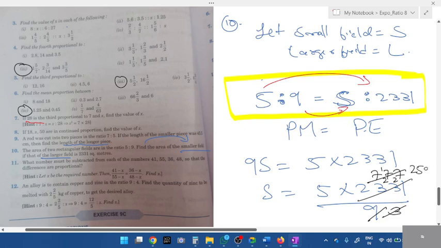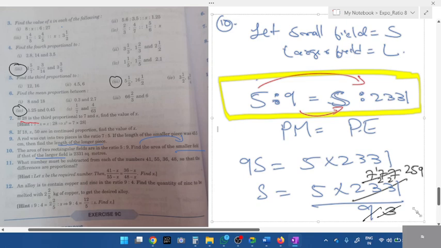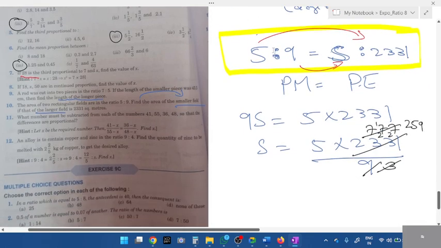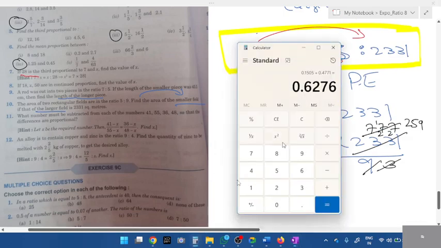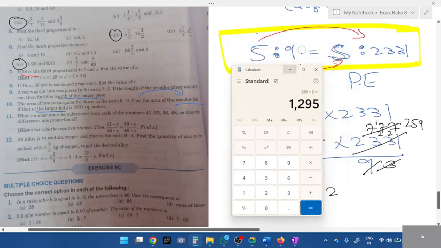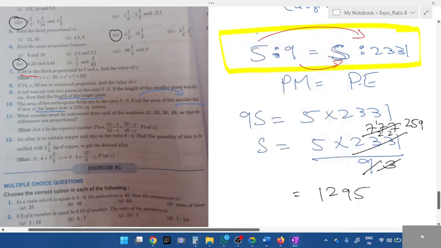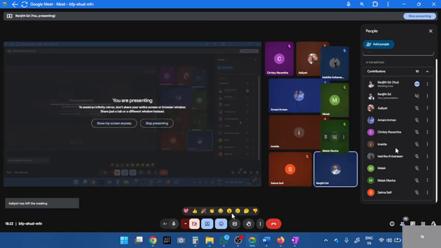Very good. Two nine. What is 5 into 259? 1295. Is the answer correct in the textbook? 1295? Square meters. Same answer, students. Square meters. That's it. See, this yellow one is the most important point. Equation: left hand side is equal to right hand side.